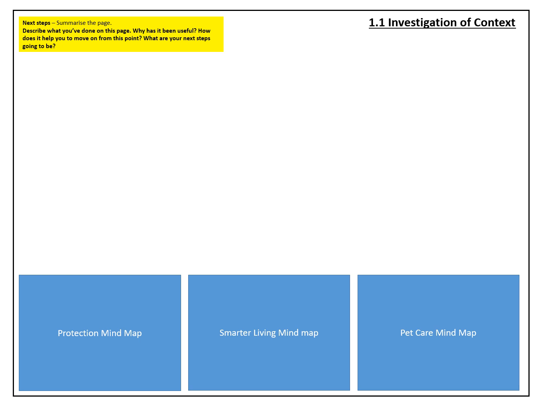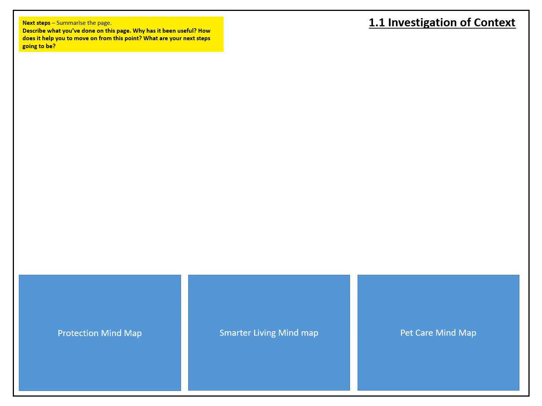So if it's a mind map page, try and keep it on one page. If it's a mood board, try and keep it on one page. So what you can see in front of you is the beginnings of the investigation of your context page. This is the mind map page.